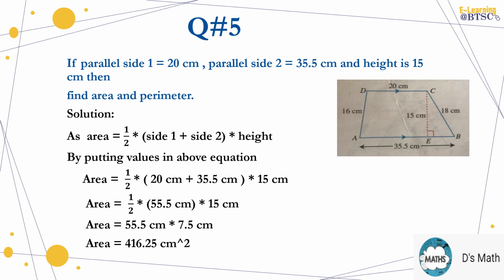So in this way you can easily find the area of the trapezium. Now if you want to find the perimeter of the trapezium, you simply have to add all the sides. You will add 20 centimeter with 18 centimeter plus 35.5 centimeter plus 16 centimeter. After adding the length of all the four sides, we will have the perimeter.